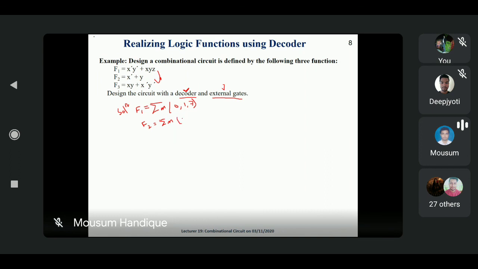F2 में मुझे क्या मिला? 0 मिला, yes, 1 मिला, 2 मिला, after that 3, 6, and this one is 7.